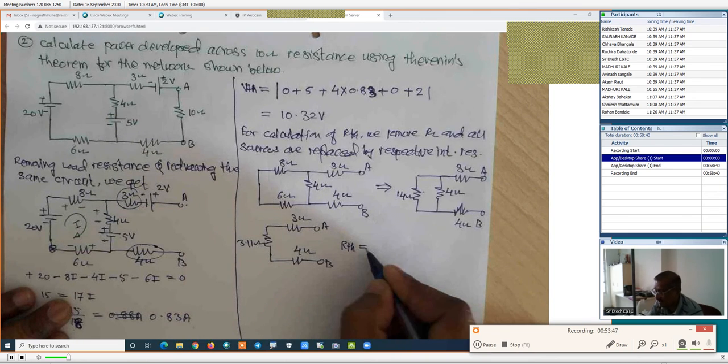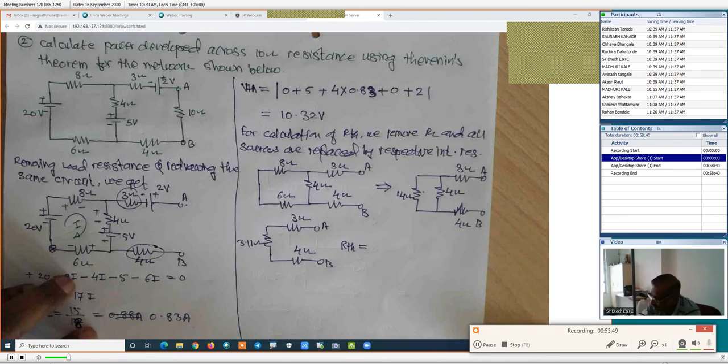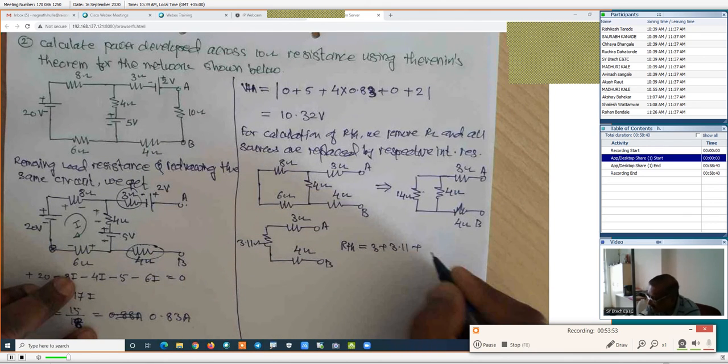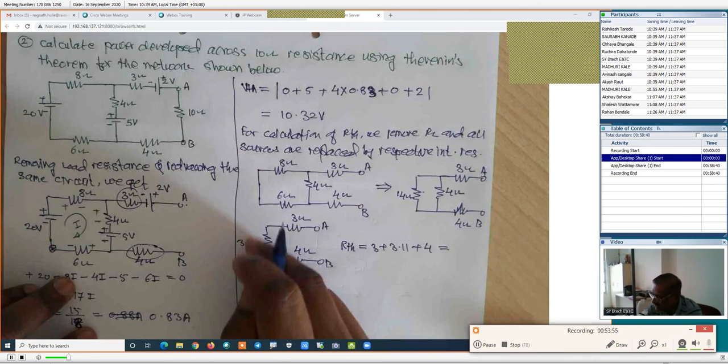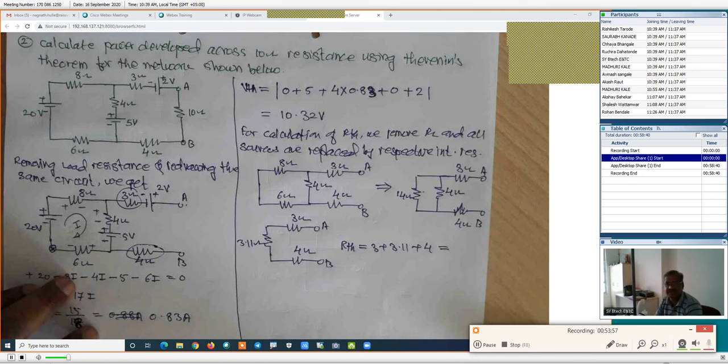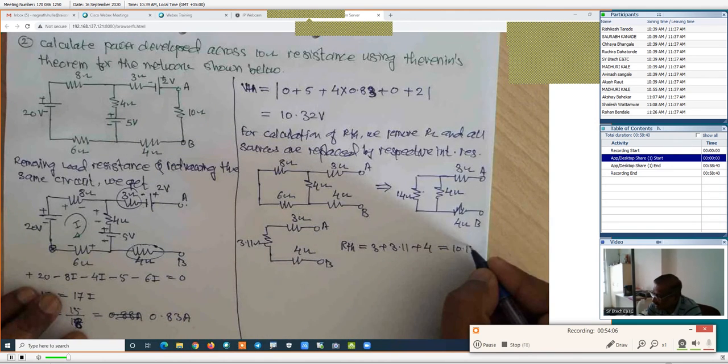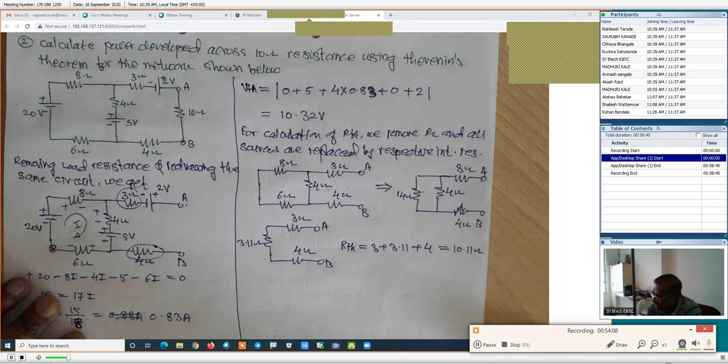Now this RTH is equal to 3 plus 3.11 plus 4. How much? Because all these three are in series. How much is the RTH? 10.11. 10.11 ohm is the value of RTH.